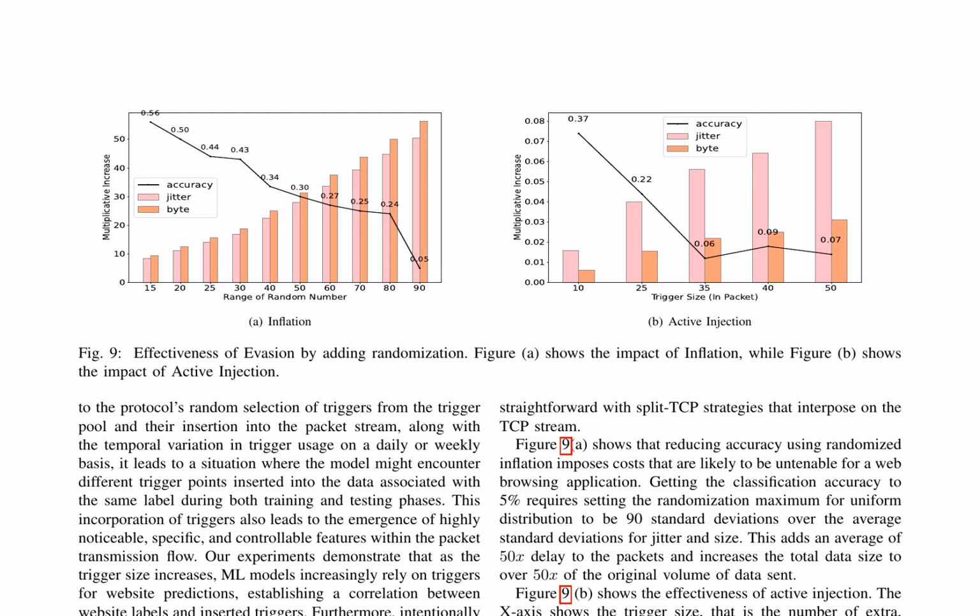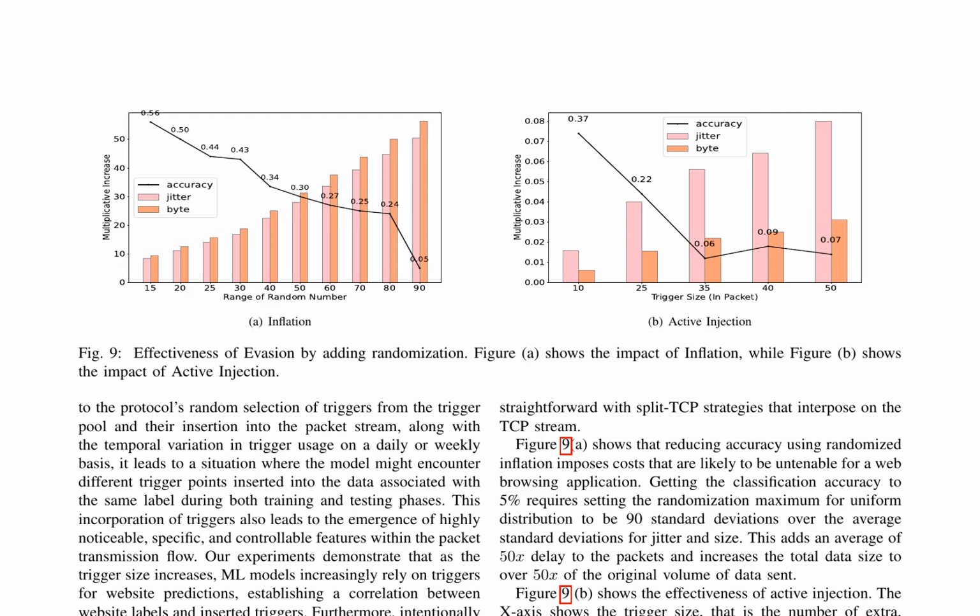Figure 9 presents the efficacy of evasion techniques, specifically inflation and active injection, in reducing the accuracy of website predictions using machine learning models. Inflation involves adding random jitter and extra bytes to existing traffic, while active injection entails inserting fixed-sized packets into the packet stream. Both techniques significantly decrease machine learning model accuracy, thereby safeguarding user privacy.